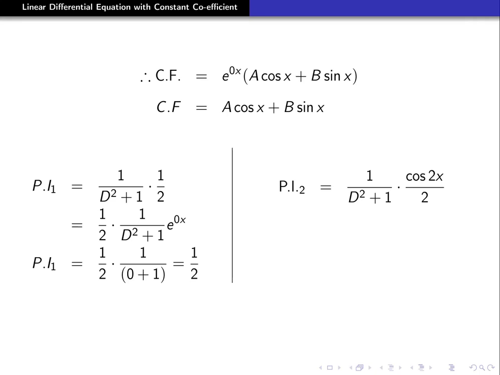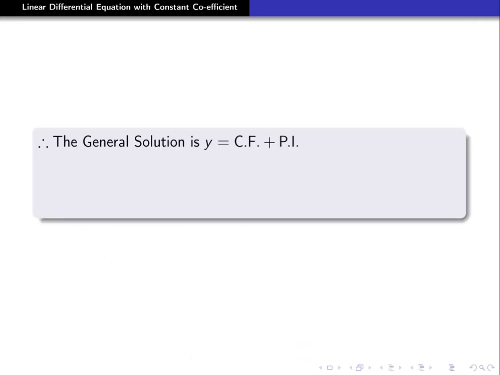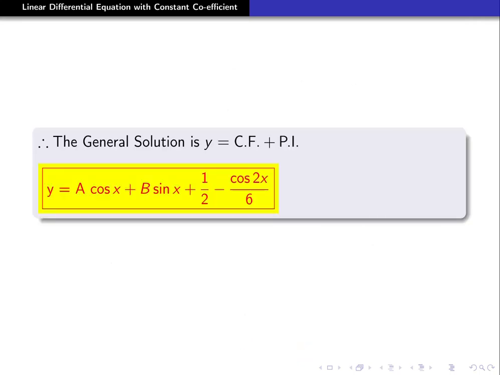Now we find the particular integral 2. So 1 by D square plus 1 into cos 2x divided by 2. So bring the 1 by 2 outside. For cos 2x, instead of D square we can replace minus a square. So we'll get minus cos 2x by 6. Therefore particular integral is equal to 1 by 2 minus cos 2x divided by 6. So the general solution is y equal to complementary function plus particular integral. Replace your complementary function and particular integral, and you will get the solution.